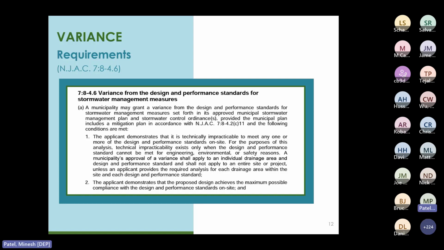So what's not shown in this excerpt is item 3, which is about the mitigation plan, which has to be within the same HUC 14 and approved no later than the preliminary or final site plan of the project. Moreover, if the variance is for green infrastructure, then the mitigation plan must use GI BMPs to manage an equivalent or greater area of motor vehicle surfaces.